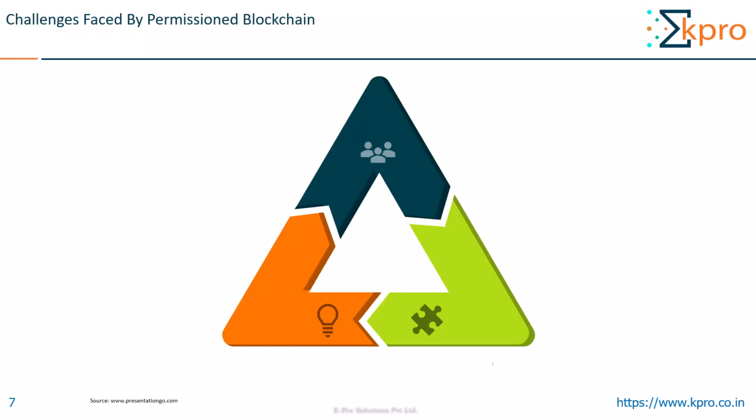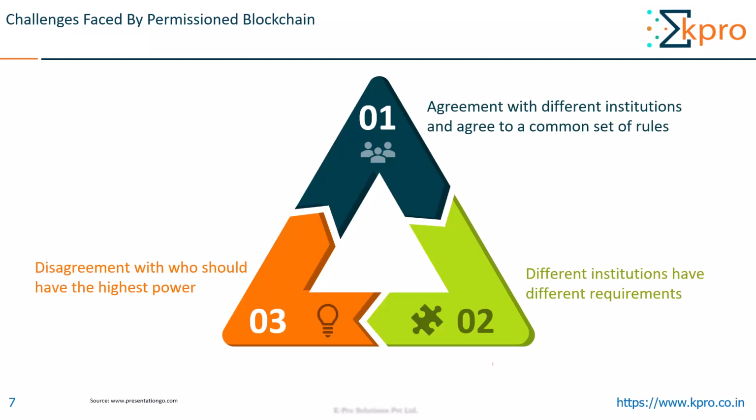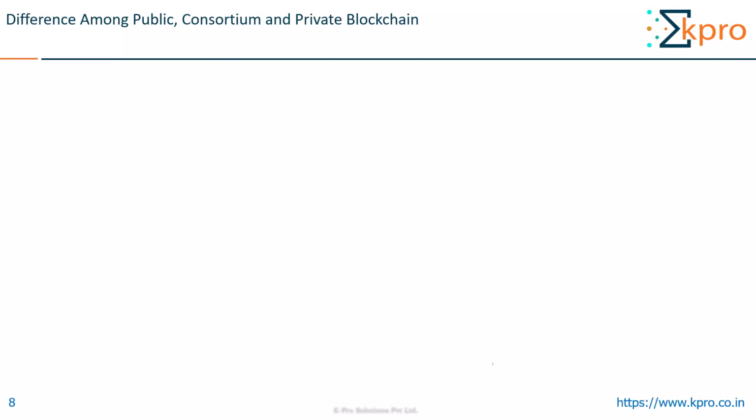Next, let us see what some of the challenges faced by the private blockchain are. These private blockchains require different institutions to come to an agreement with each other and agree to a common set of rules. This becomes challenging as different institutions have different requirements. Also, a challenge arises when it comes to deciding who should have the power to add or remove members and make other important decisions. So these are some of the challenges faced by the private blockchain. Next, let us see what the differences are among the public, consortium, and private blockchain.